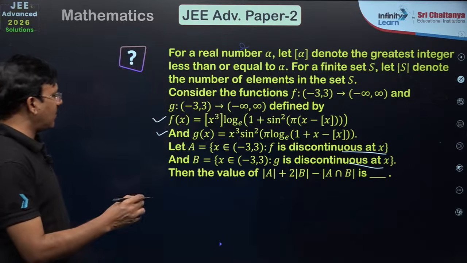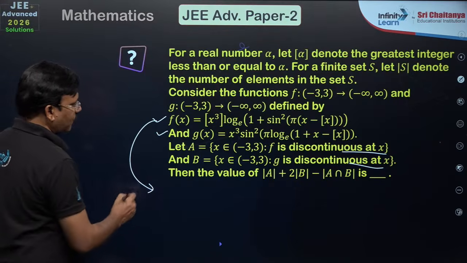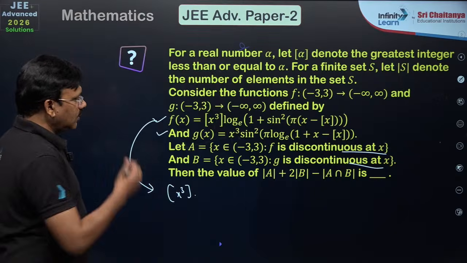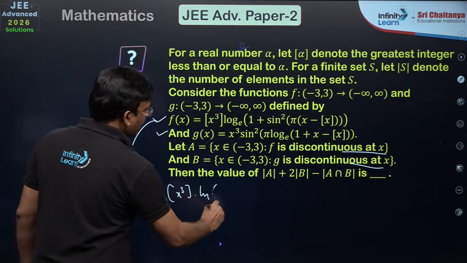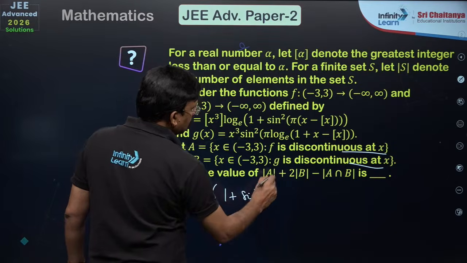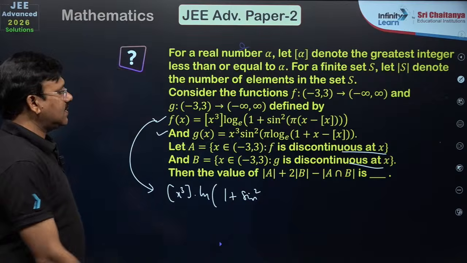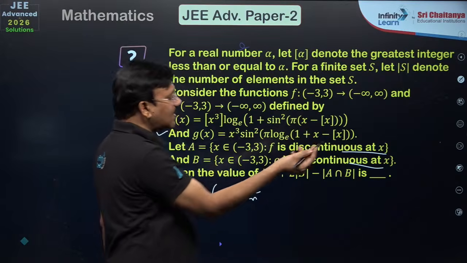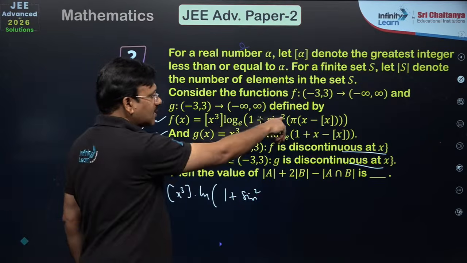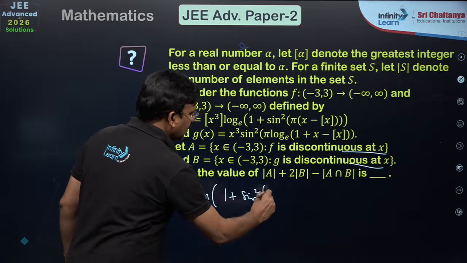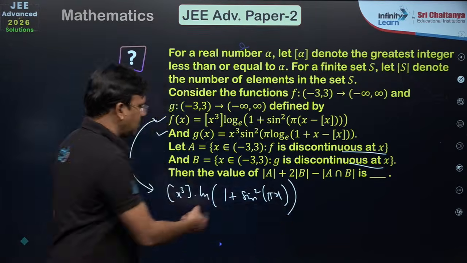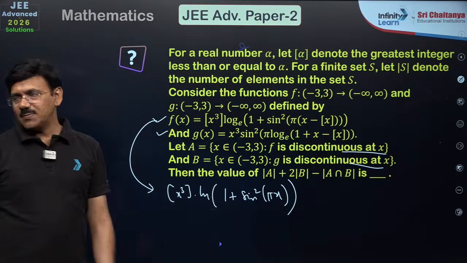In this function, f of x, let me talk about first, [x cube] into ln of 1 plus sine square, you see pi x minus [x], it is of the kind n pi, sine of x minus n pi plus or minus, but square is there, you can write sine pi x, perfect. So, which is always continuous. So, I have no issue with this particular part.